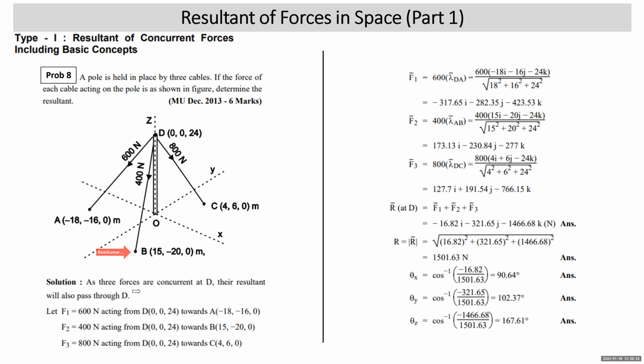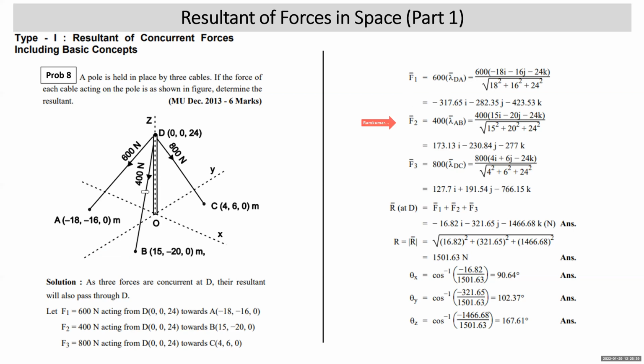Now we need to write all the forces in vector form. How do we write force F1 bar? 600 into lambda dA. What does dA mean? A minus D. Minus 18 minus 0, minus 18i. Minus 16 minus 0, minus 16j. 0 minus 24, minus 24k. Divide by its mod, and you get the force in vector form.